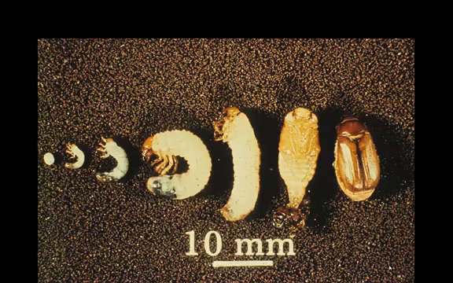The eggs will hatch, and you will get a small white grub, a first stage white grub, and it will feed for a while, then molt to get bigger to the second stage, and then there'll be a third stage. Then they transition to pupate, and then ultimately emerge as an adult.